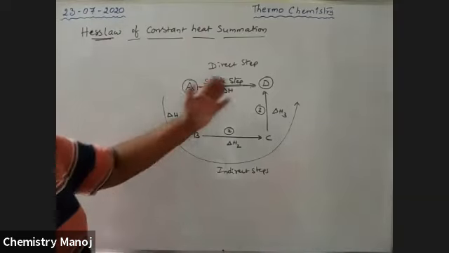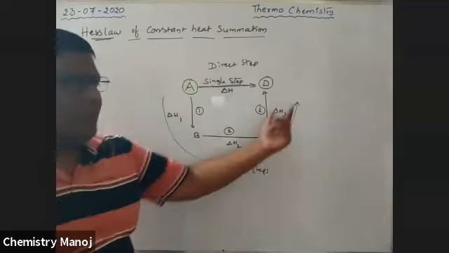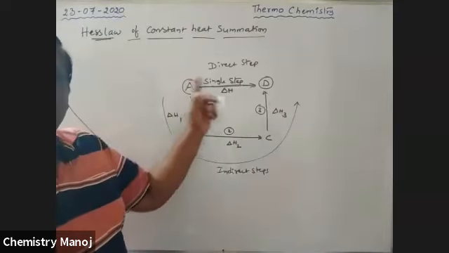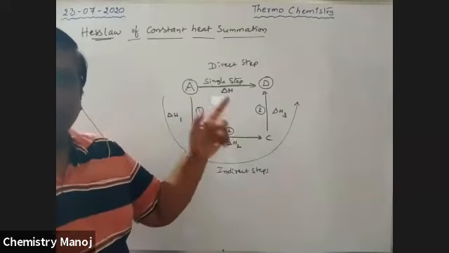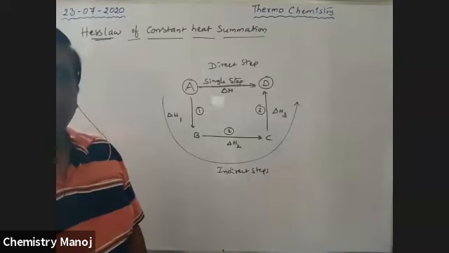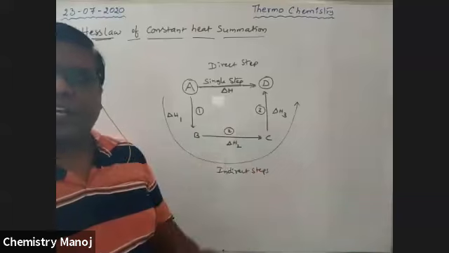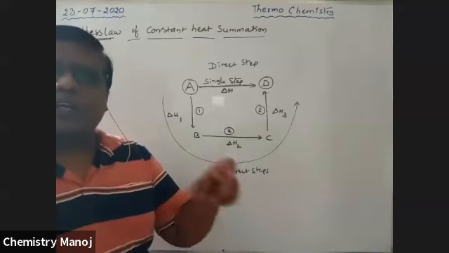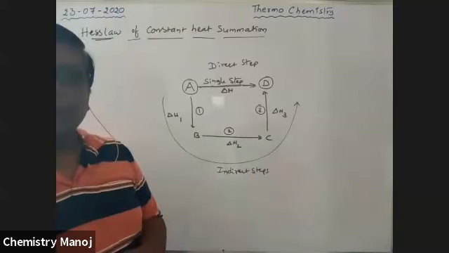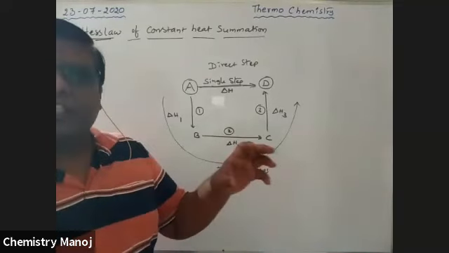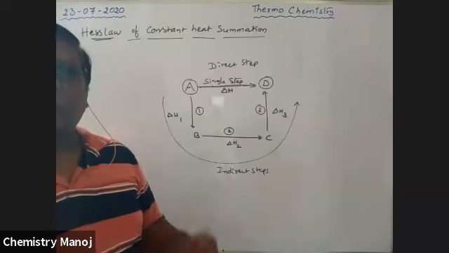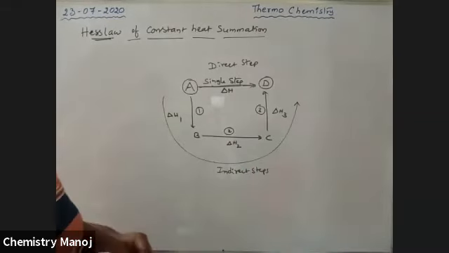So whether the process takes place in a single step or in multiple steps, at constant temperature and pressure, the total heat change of the reaction is always constant. This was observed by Hess and he stated the law. This law is called Hess law. What is this law? See here, boys.